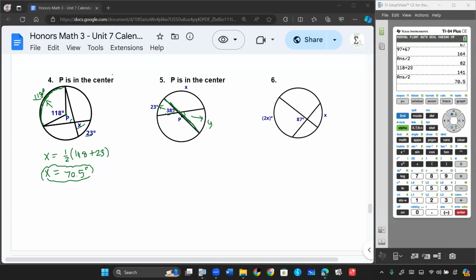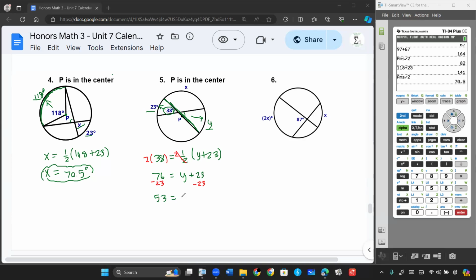And so to get Y, I'm going to set up the 38, the 23, and the Y in the formula. Remember, this is your angle, so that's going to be 38 over here equals 1/2, and then I can do the sum of these two, so Y plus 23. We did a previous problem like that before, where we wanted to multiply both sides by 2. And 2 times 38 is going to be 76. And that's going to be equal to Y plus 23. From there, we can subtract 23 from both sides, and you're going to get 53 for the value of Y.